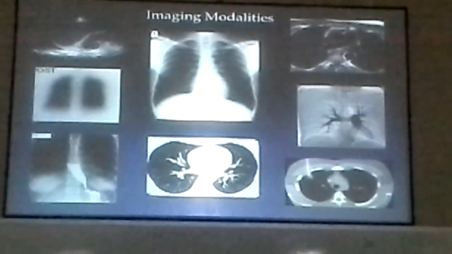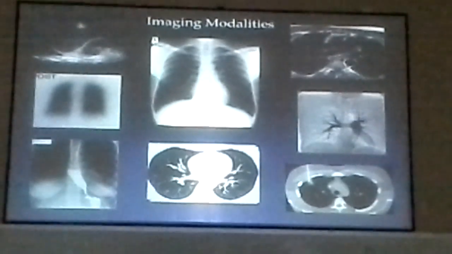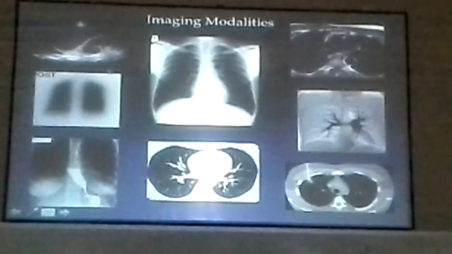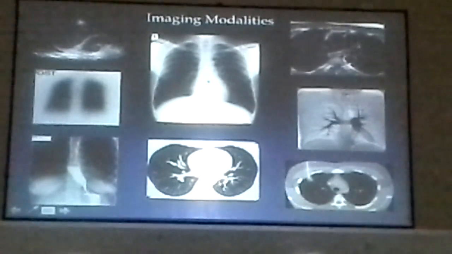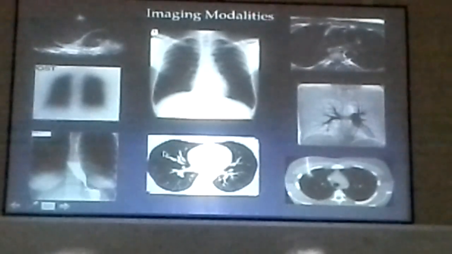So these 8 investigations we do to diagnose a patient with chest problems. The most frequently done investigation is chest X-ray. So if you find any abnormality, then we proceed to CT scan.